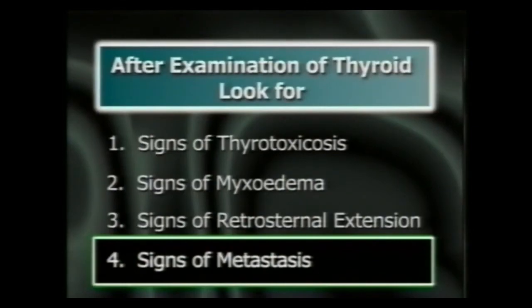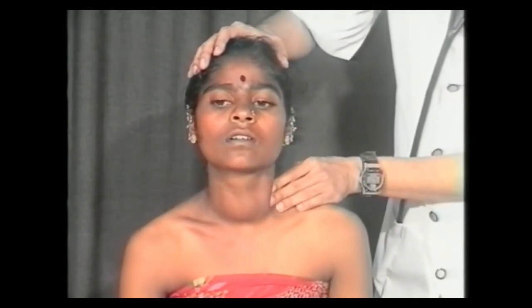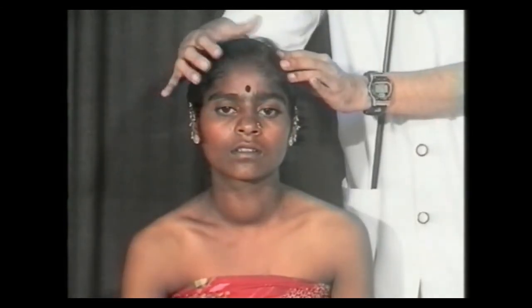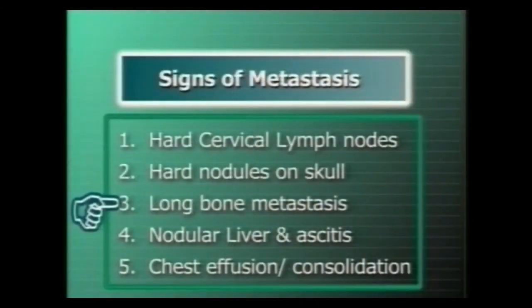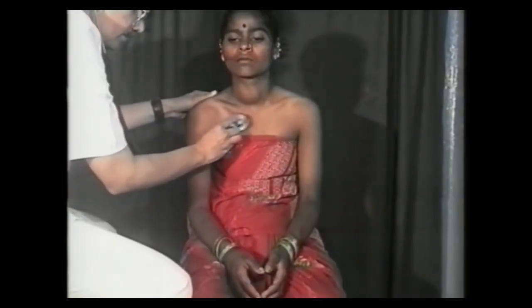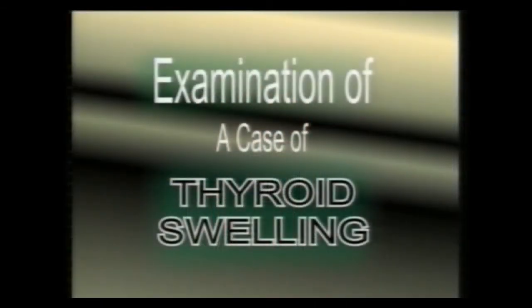Lastly, look for the evidence of metastasis, meticulously if carcinoma is suspected. Palpate the neck on both sides for enlarged, hard lymph nodes. Palpate the entire skull surface for hard nodules. Look for bony deformity or tenderness in long bones. Examine the abdomen for nodular liver and ascites. And examine the chest for signs of effusion and consolidation. This concludes the clinical examination of a case of thyroid swelling.